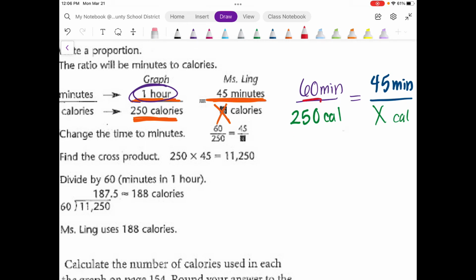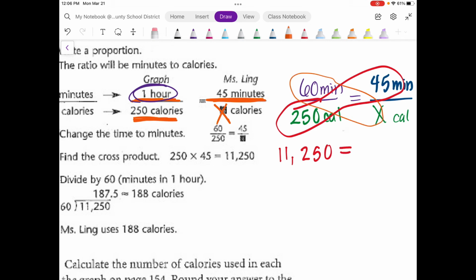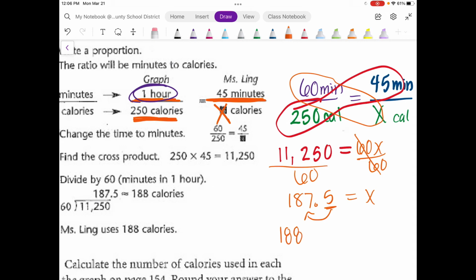This is a cross multiplication problem, which we've done already. So we're going to multiply 250 times 45. That gives me 11,250. And then when I multiply 60 times x, I get 60x. So I'm going to divide both sides by 60, and I end up with 187.5. We're just going to round up to the next. So 188 calories is how much we are burning with 45 minutes of walking versus a whole hour of walking.